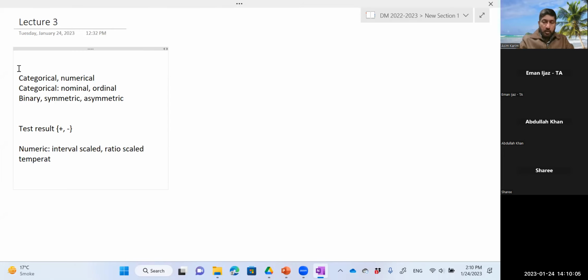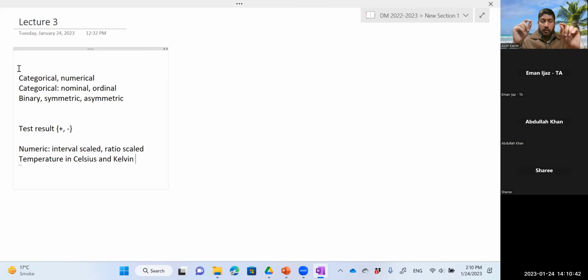Temperature in, for example, Celsius and Kelvin. For Celsius, when you have 0 degrees Celsius, this does not mean an absence of temperature. So as such, Celsius is numeric, it's interval scale. The difference between two values is significant. So 15 minus 10 is the same as minus 5 and minus 10.